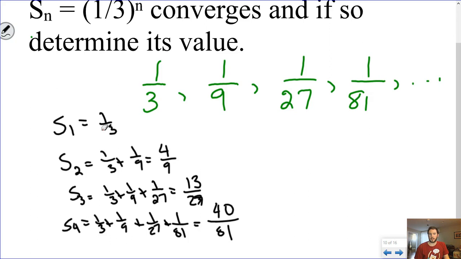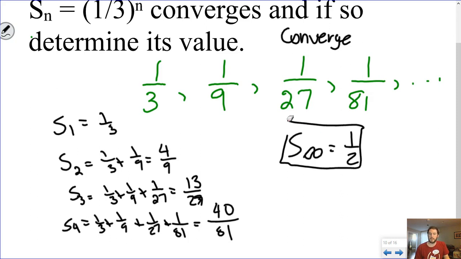There looks to be something that we're approaching, but we're never quite getting to. And if you see the pattern here, the sum of the first infinite terms here is... so we would say that this series does in fact converge. And the answer here is 1 half. So the sum of the series here for all infinite terms of this sequence would be 1 half, right?